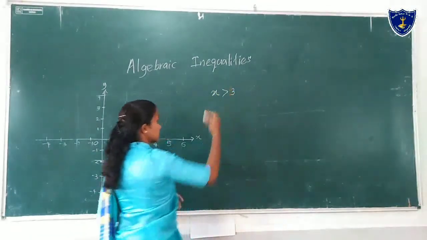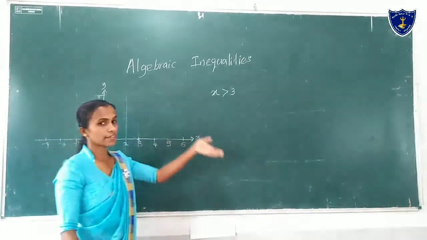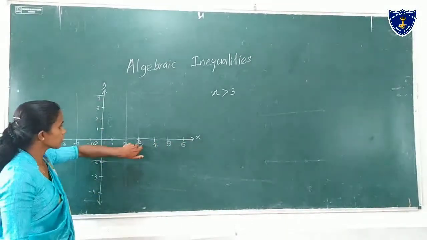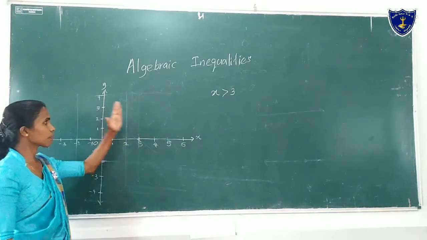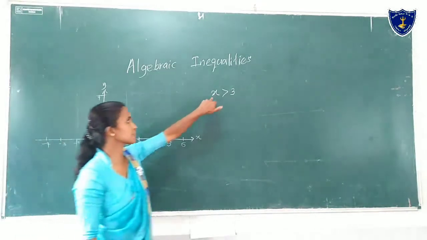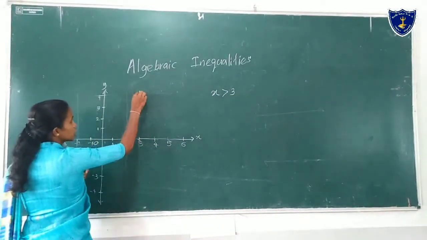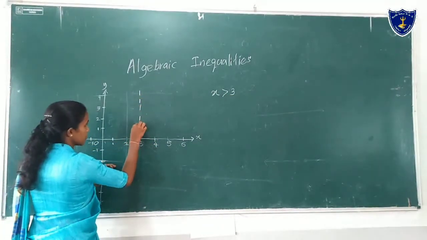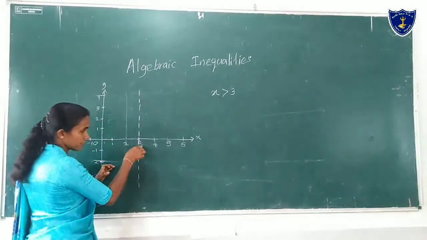X greater than positive 3. What is the line x equals 3? Through this point x equals 3, you have to draw a line which is parallel to the y-axis. But x is not equal to 3, so you have to mark a dotted line through this point. Dotted line means it is not equal to that value.